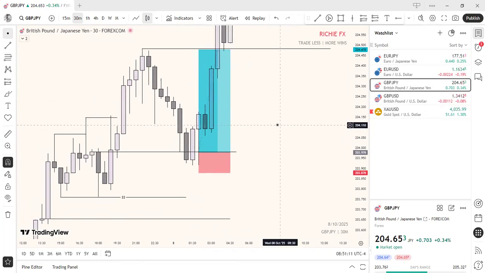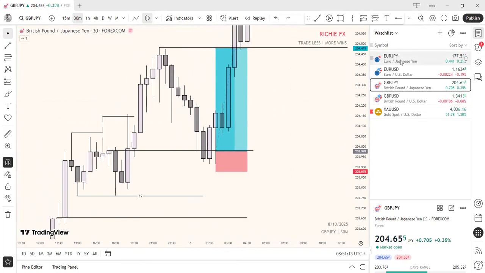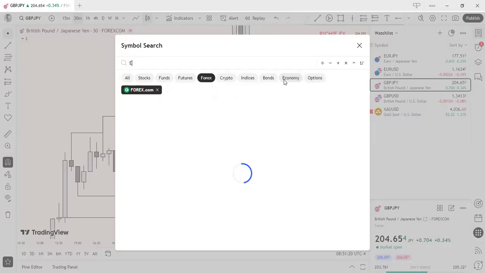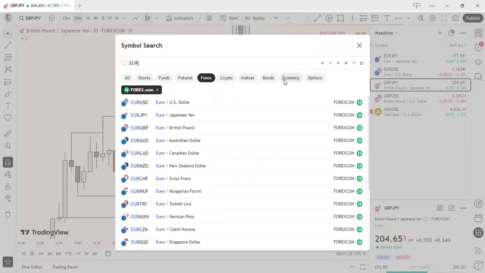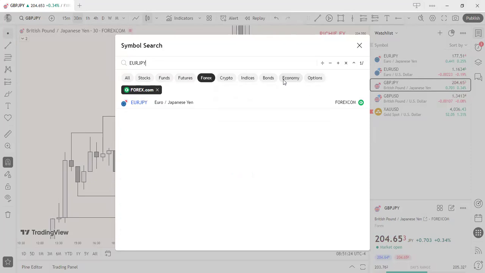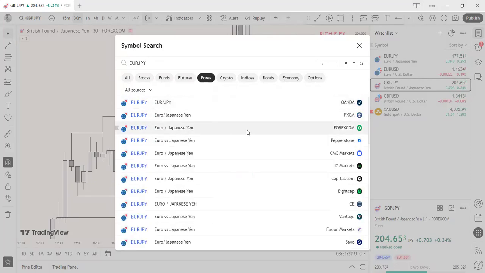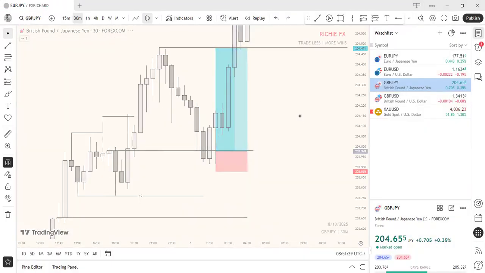So let's dive into the charts. Okay, let me change the broker I use to a certain broker. Let's start with EURJPY. With EURJPY, let's use ForexEducation.com.